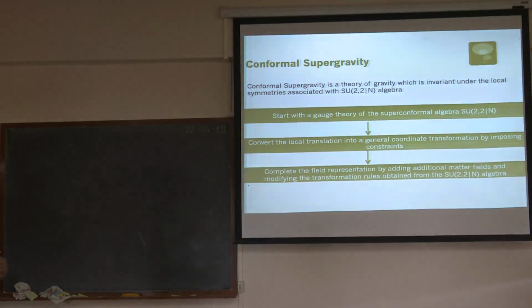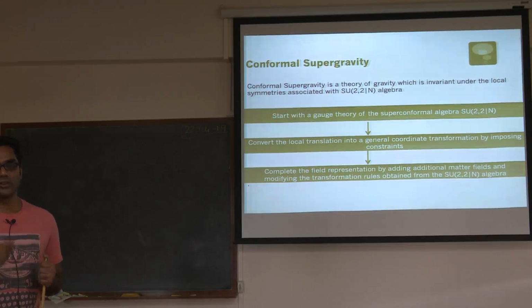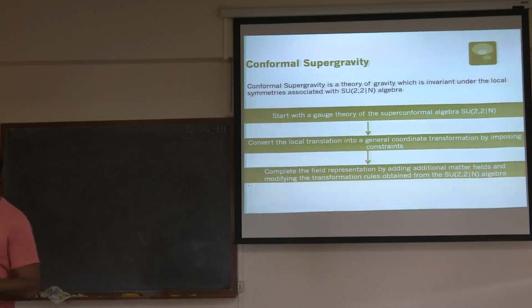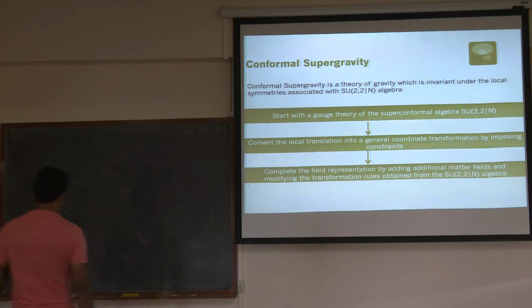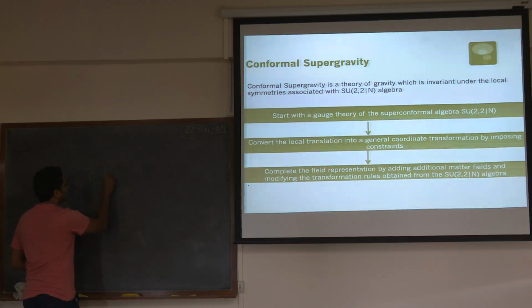But in a theory of gravity you would like the commutator of supersymmetries to close to a general coordinate transformation rather than a translation. In order to achieve that, in order to convert this local translation to a general coordinate transformation, you impose certain constraints. By imposing these constraints, a set of the gauge fields of the superconformal algebra start becoming dependent. For example, you impose one of the constraints, which is the curvature associated with local translation set to 0.